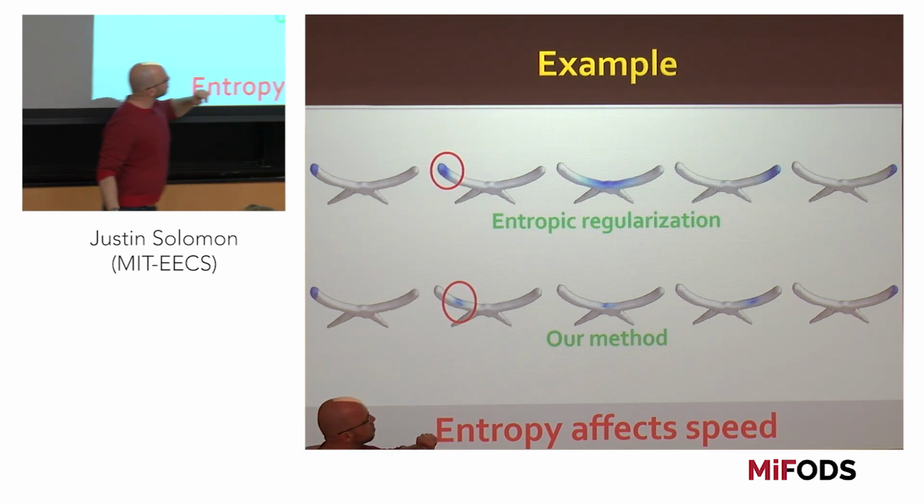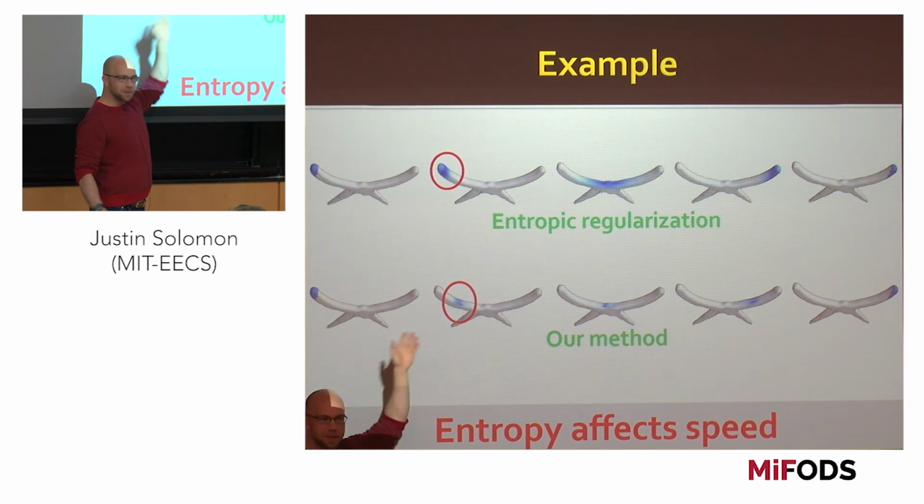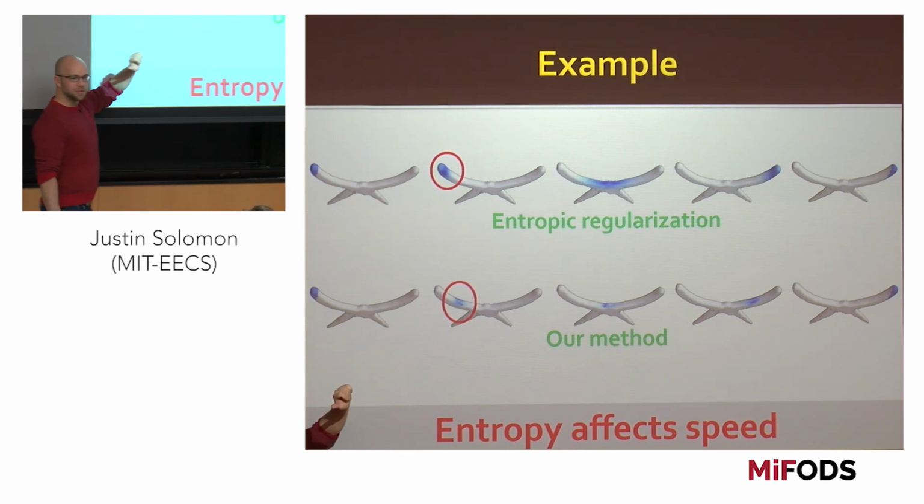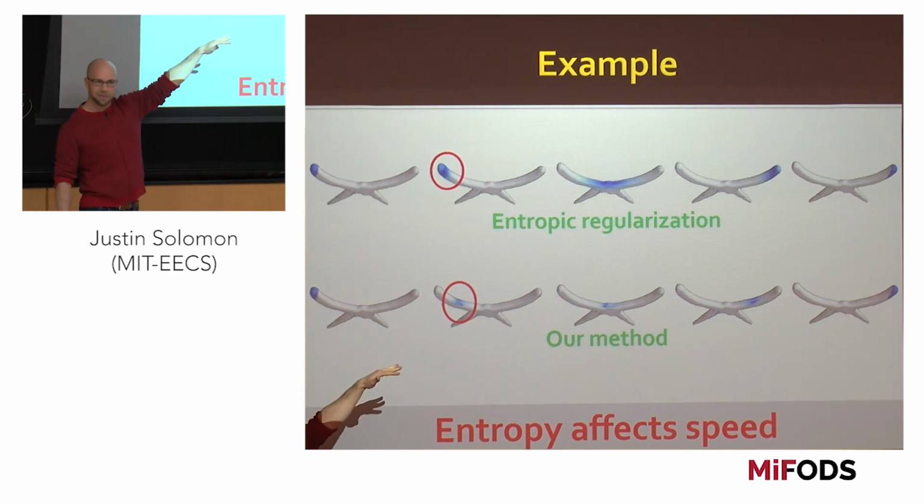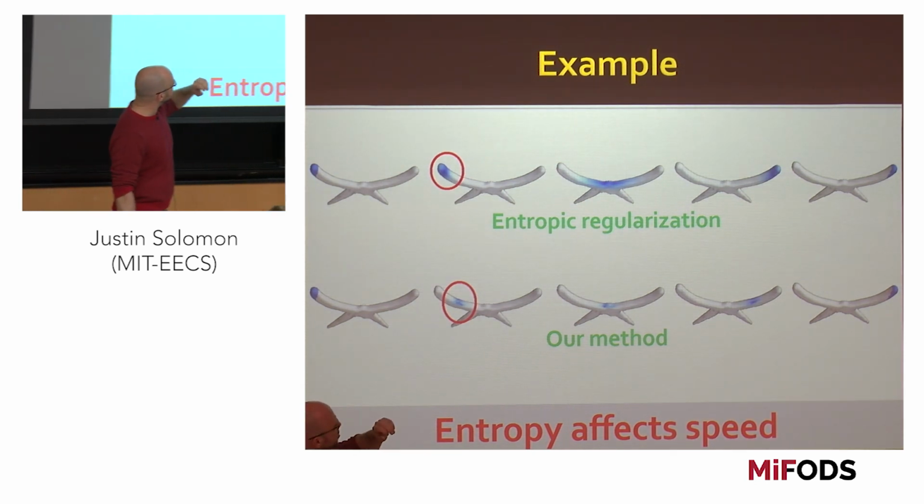One really interesting empirical observation we made about entropically regularized transport is if you compute the shortest path between two distributions with that regularization, there's an interesting phenomenon which I actually don't see explained in theory.